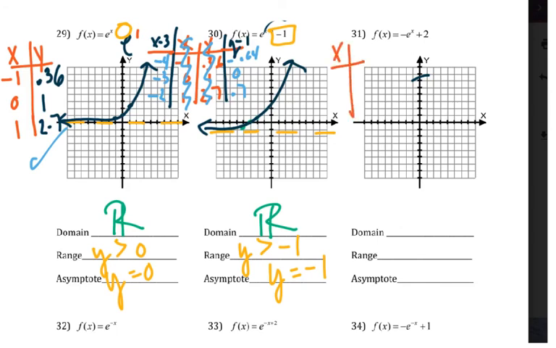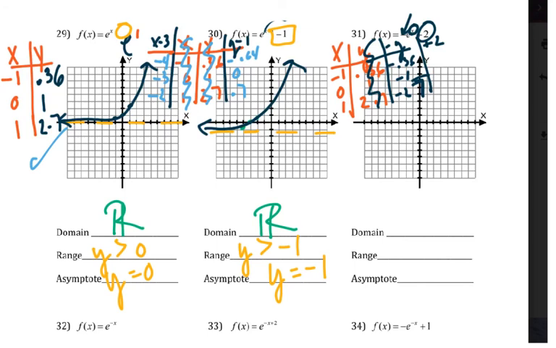Last but not least, number 31, we'll do the same thing by hand. I'm going to take my parent function of e, which is -1, 0, 1, 0.36, 1, 2.7. I don't have any x changes actually. The x is by itself, so that's good. But it says take the y values and make them negative. So it's -0.36, -1, and -2.7. And it says take those y values and add 2.